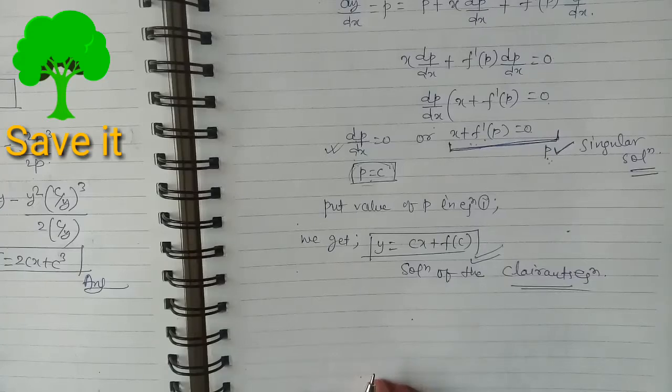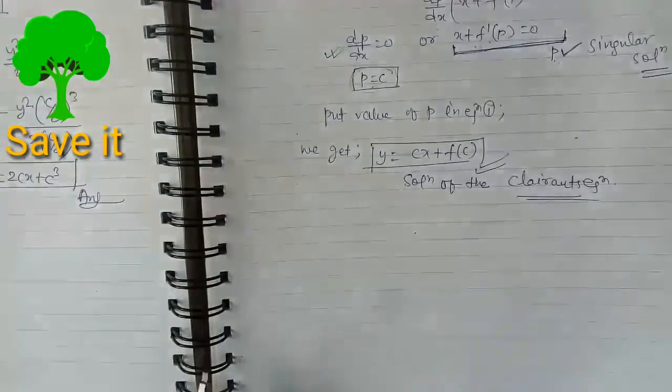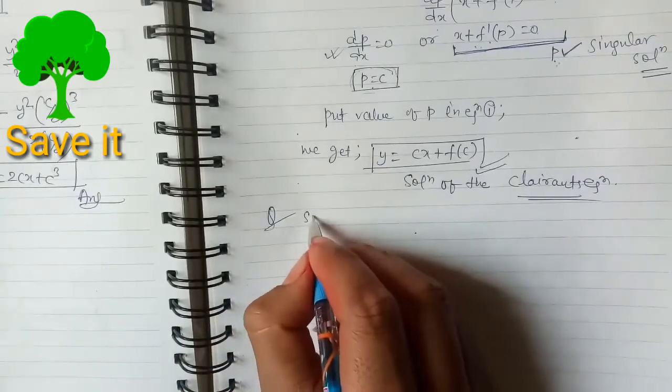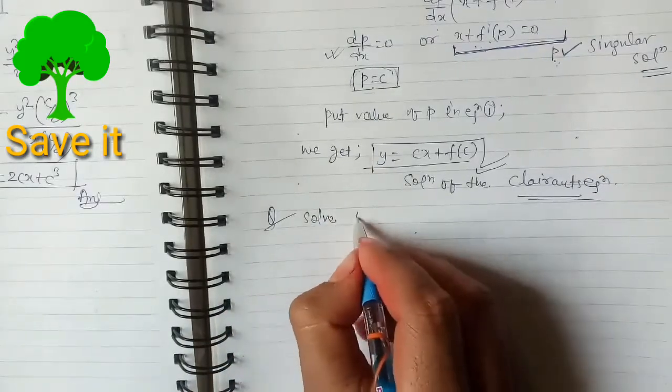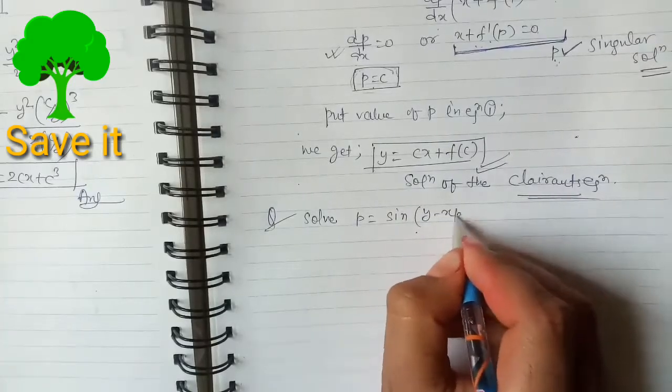So let us see one problem related to Clairaut's equation. More concepts will be cleared from this portion. So let us see. The question is, solve p is equal to sine of y minus xp.